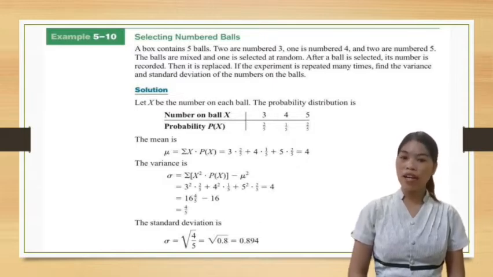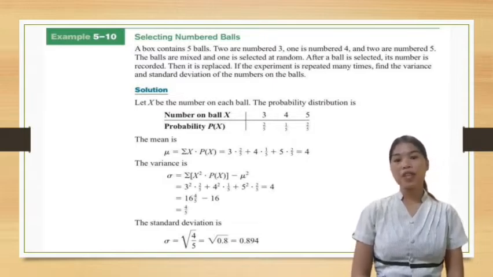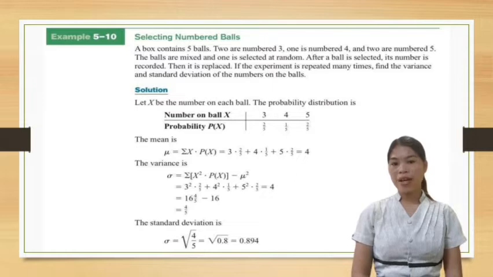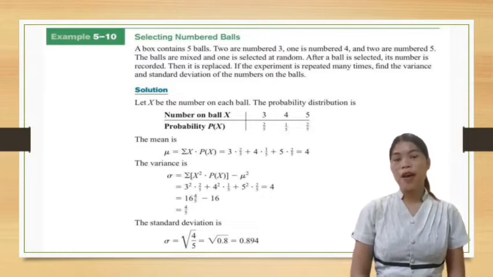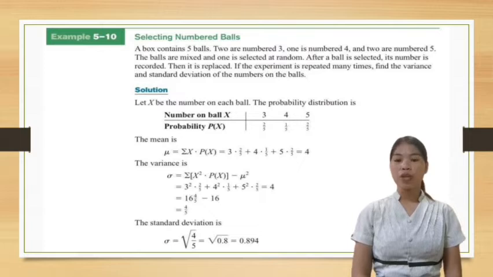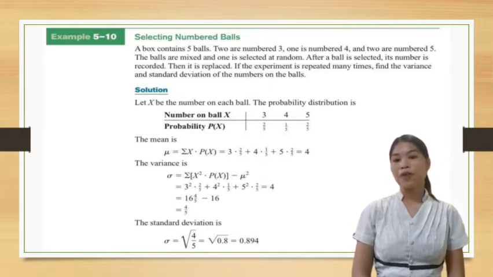Now, let's get the variance. So, the variance is the summation of x squared times p of x bracket minus mean squared. So, 3 squared times 2/5 plus 4 squared times 1/5 plus 5 squared times 2/5. So, that is equal to 16 4/5.